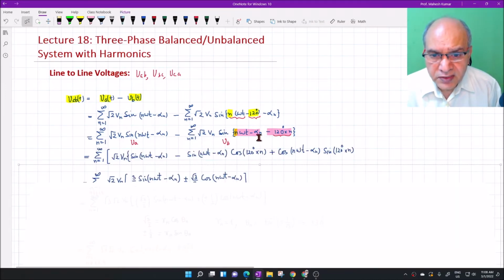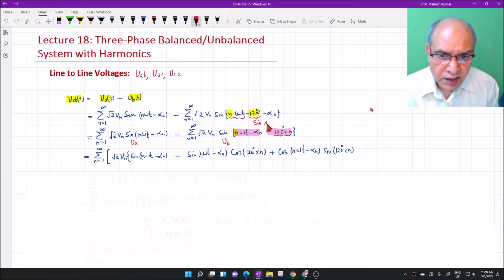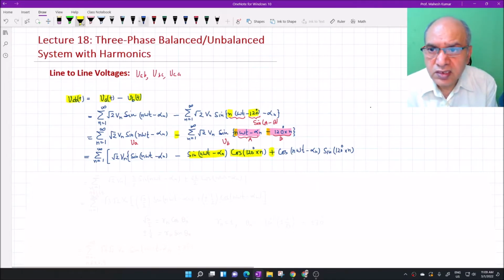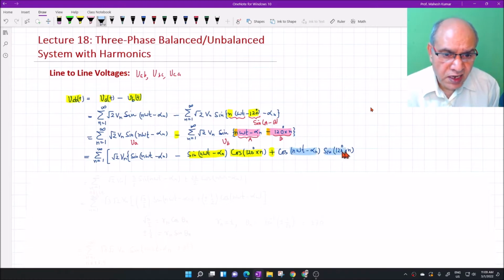This is sin(A minus B). If we call this A and this B, then this is sin A cos B minus cos A sin B, and with the minus sign in front, this becomes plus: sin A cos B minus minus plus cos A sin B. So this is cos A and this is sin B.